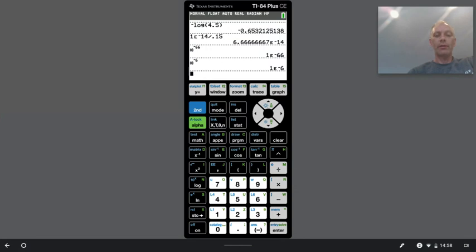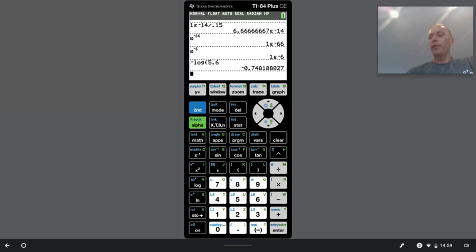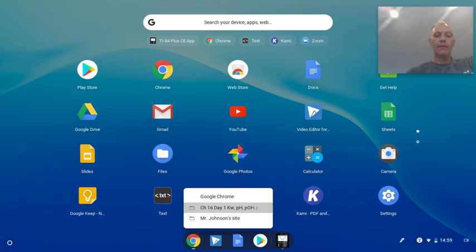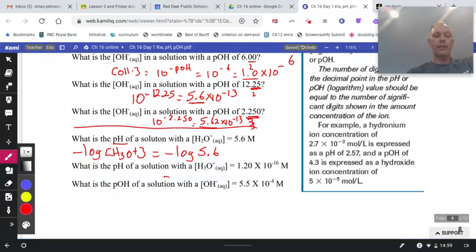So I would go negative, hit the log button beside the 7. And what was it, 5.6? I forgot. And yes, it was. So negative 0.748.